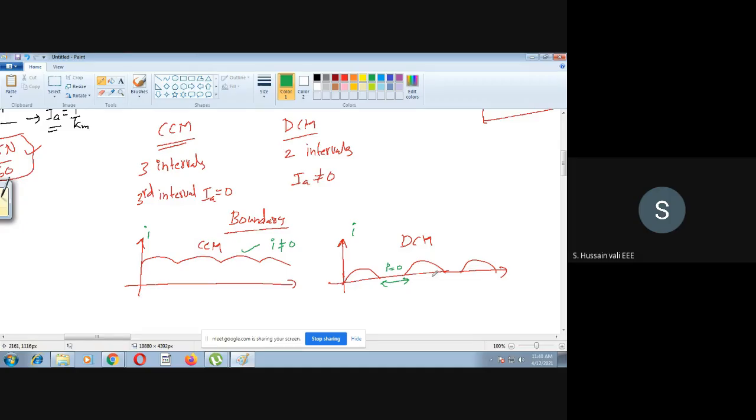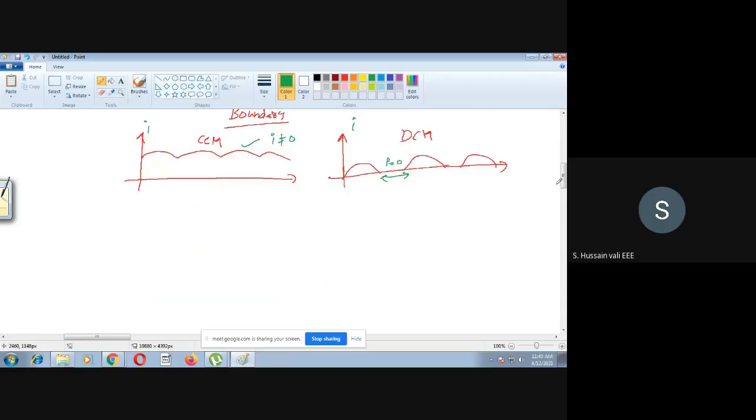Sorry, I mixed that up. This is the discontinuous conduction mode, whereas this is the continuous conduction mode. You see here, in case of discontinuous conduction mode, I is 0 for a small duration. Now there is another case.